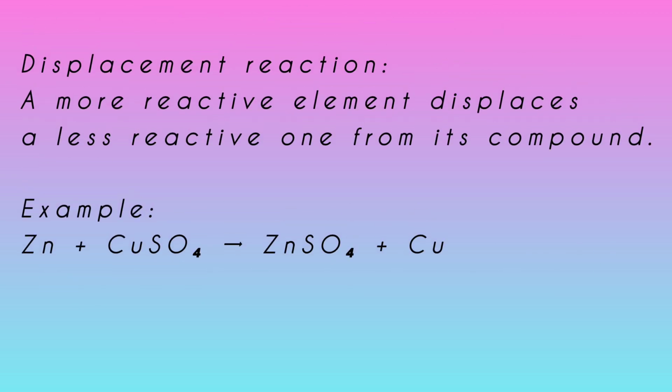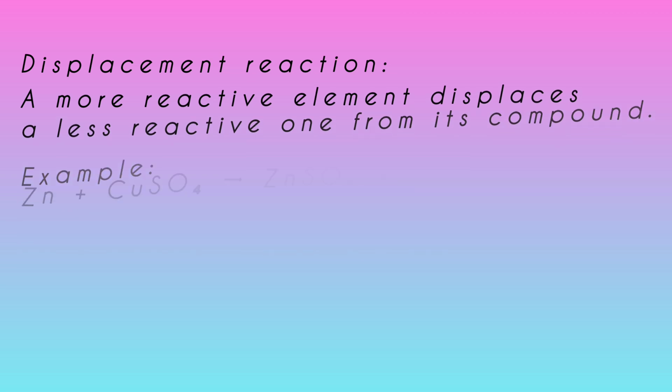Third, displacement reaction. This is when a more reactive element replaces a less reactive one from its compound. For example, Zn plus CuSO4 equals ZnSO4 plus Cu. Here, zinc replaces copper from copper sulfate solution because zinc is more reactive. So, copper gets displaced and zinc sulfate is formed.